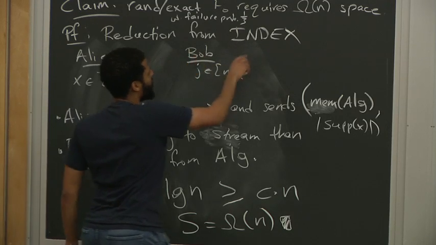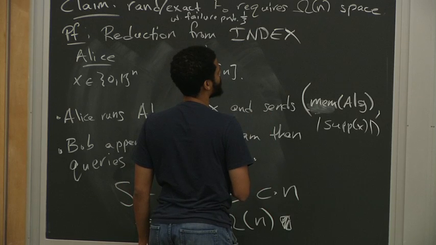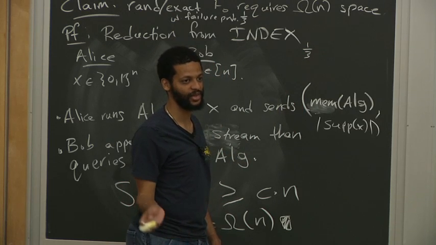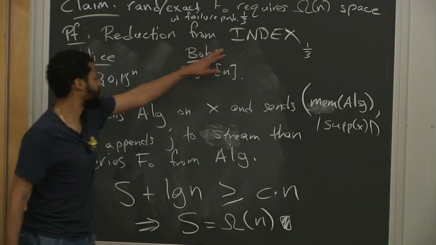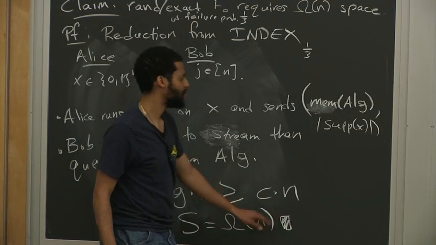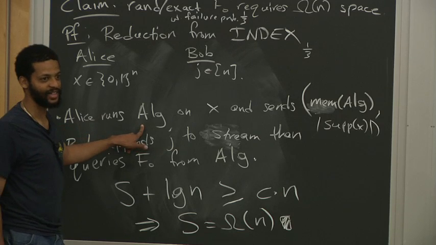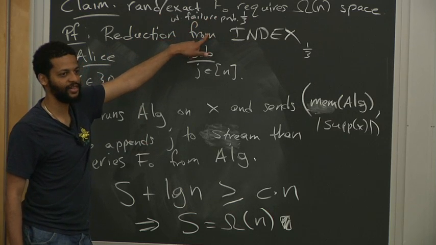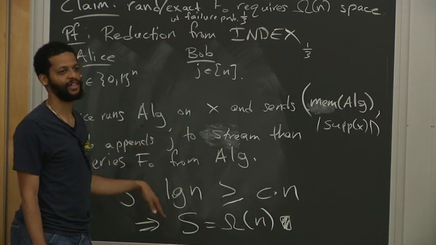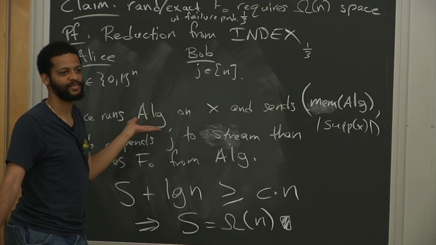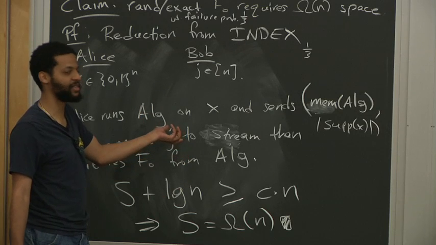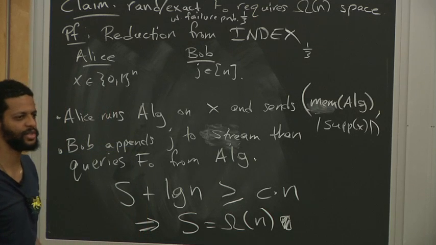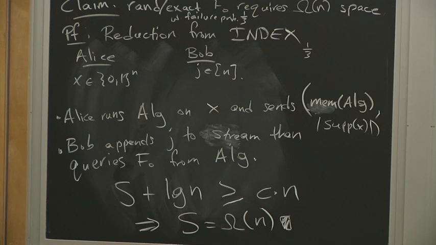And we're going to reduce from index sub 1/3, which to me means the index problem where you have to solve it with failure probability 1/3. And we know that index 1/3 requires Cn bits of communication. So Alice runs alg. What is alg? Alg is a randomized exact F0 algorithm with failure probability 1/3. When does this communication protocol fail? It fails if and only if alg fails on that single query. But alg fails with probability 1/3. So we're solving index with failure probability 1/3. Does that answer your question? Okay, good. So anyway, that's it.